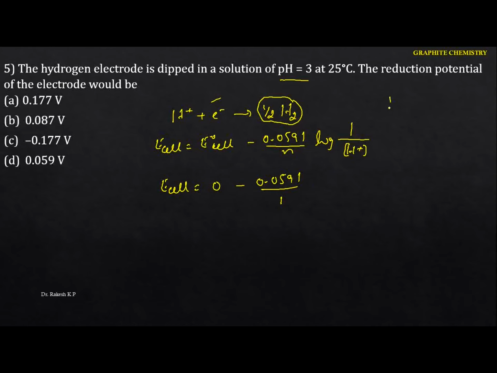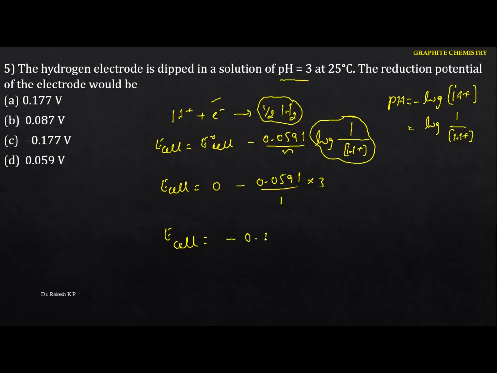So you just have to remember what exactly the pH is. The pH is nothing but the negative logarithm of the concentration of H+. This can also be written as log of 1 divided by the concentration of H+. This is nothing but the pH. So what is the pH they have given? That is 3. Okay. So now the E cell value becomes minus 0.1773 volt. In this case the option is which one? That is C.